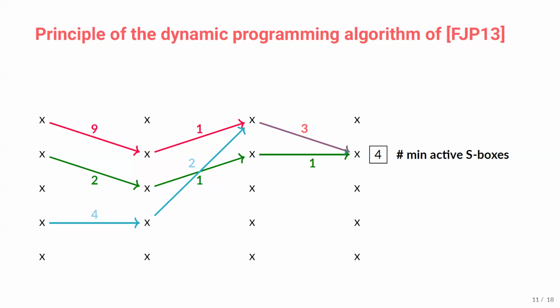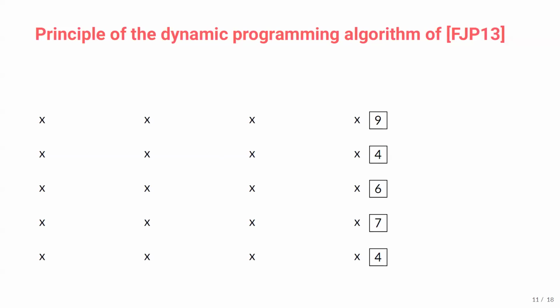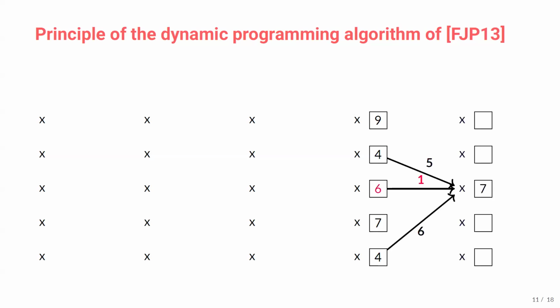So there exists a very simple way to get these values for all the truncated differences and for all the steps. Assume that we already know this quantity for one step. We can use them to compute the quantity associated to the step just after. For example, you can see that this cell can be reached by 3 transitions, and we need at least 6 plus 1, at least 7 active S-boxes to reach it.